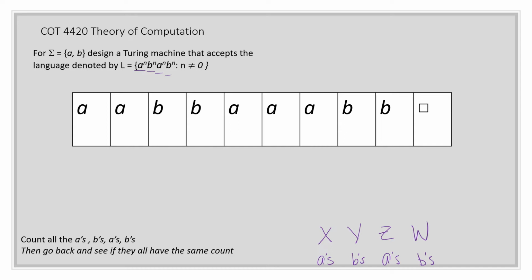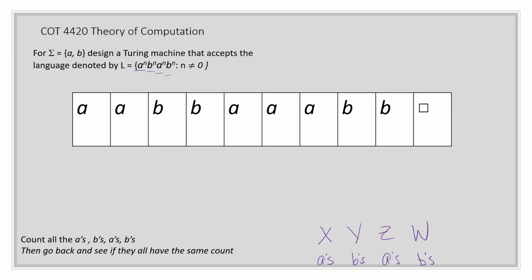So the strategy is as follows. You need to count the A, find a matching B, find a matching A, find a matching B, count the next A, find a B, find an A, find a B, etc. Obviously, this string is not in the language, but it doesn't really matter because the strategy is the same whether you have a string that's in the language or not. So let's get started and let me show you how we're going to count.